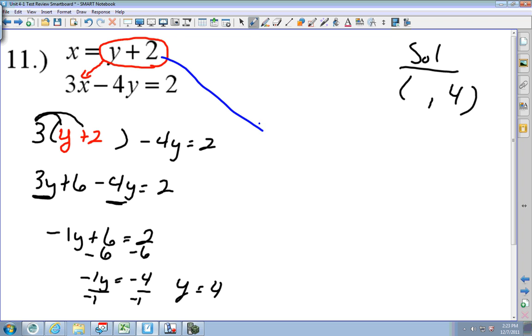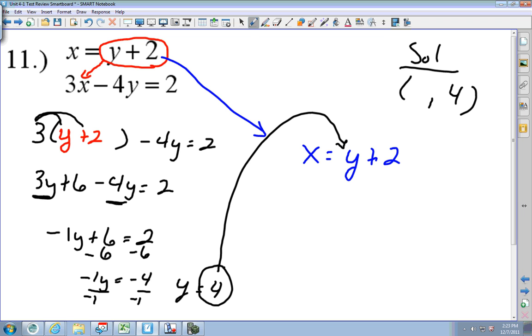Okay, so now x equals y plus 2. Y is 4. X equals 4 plus 2. X equals 6.